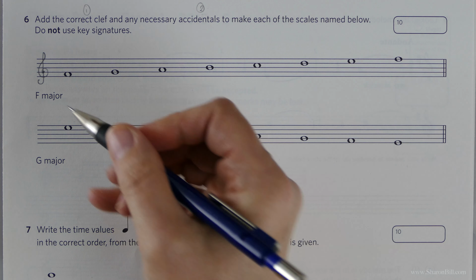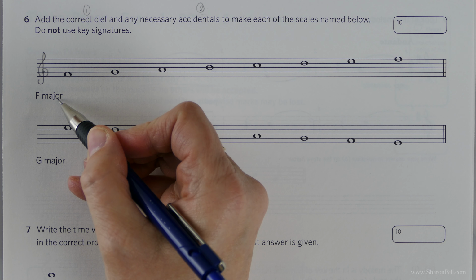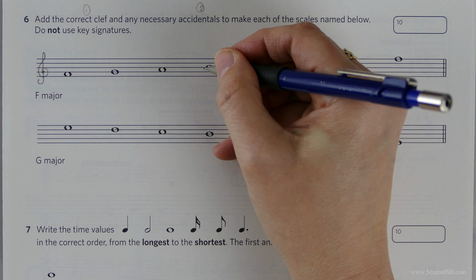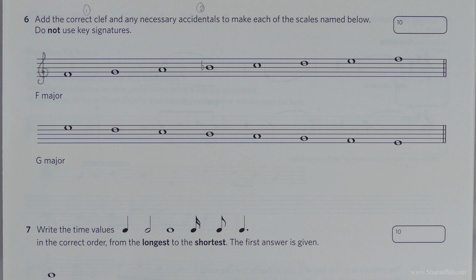And then F major would have a key signature of B flat, and so we need to just work out where B is and then flatten it. F, G, A, B flat. There we go, and that's soon completed.